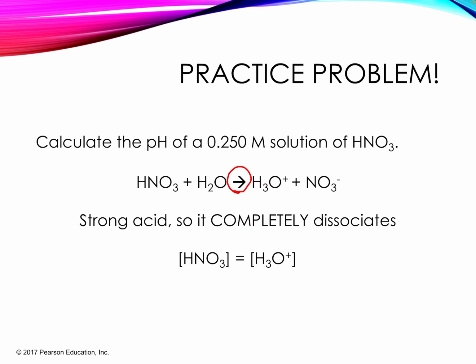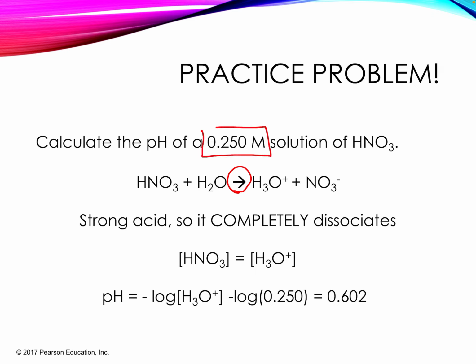So what that means is that our initial concentration of nitric acid is going to be equal to our equilibrium concentration of our H3O+. So we can just directly take the negative log of this initial concentration. Okay, and so that's going to be 0.602. Very, very acidic. Okay, so for strong acids, our calculations are really easy. Whatever concentration they give you in the problem, take the negative log of it. That's the pH. Done. Maybe they might ask you also for the pOH or the hydroxide ion concentration, but if they ask you for just pH, negative log, done, because it completely dissociates.